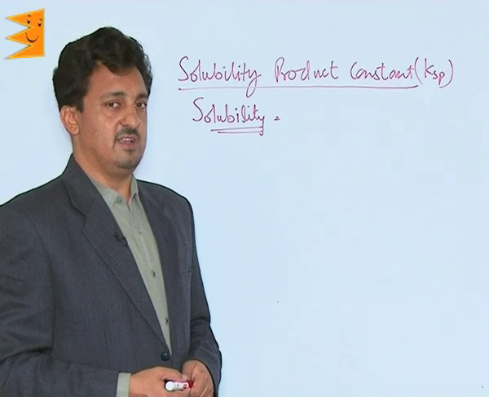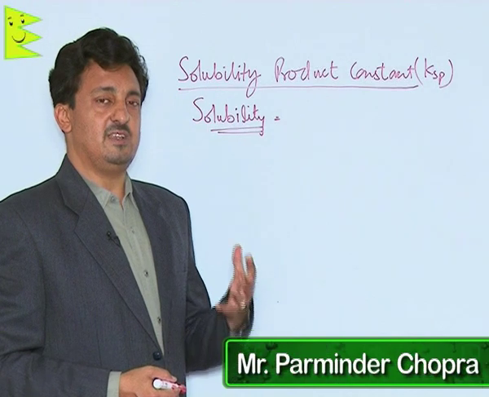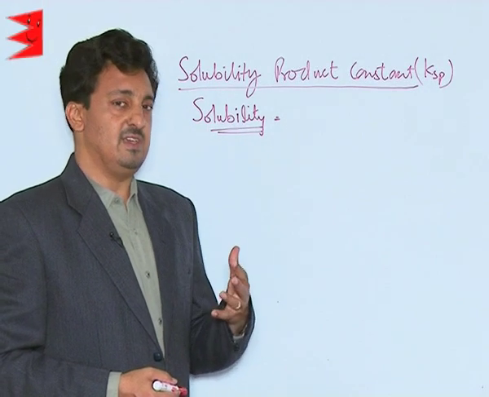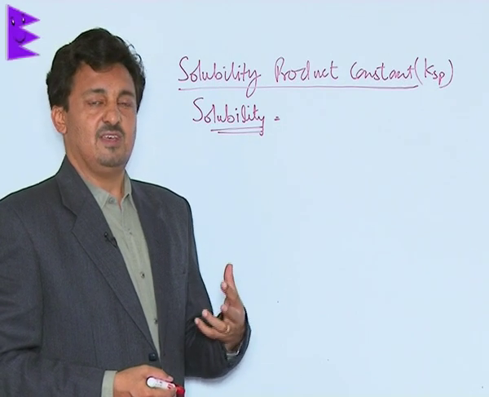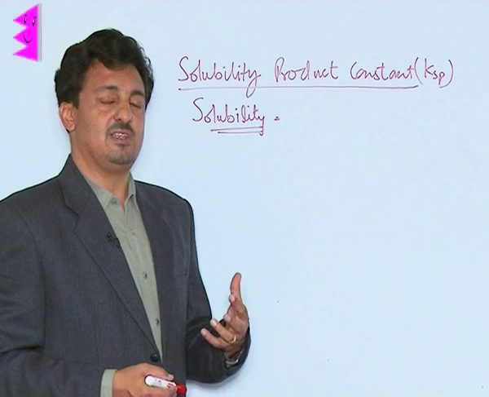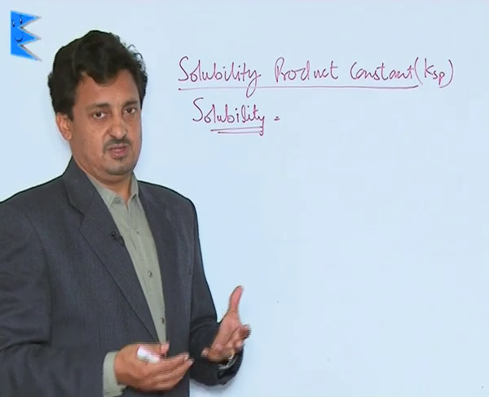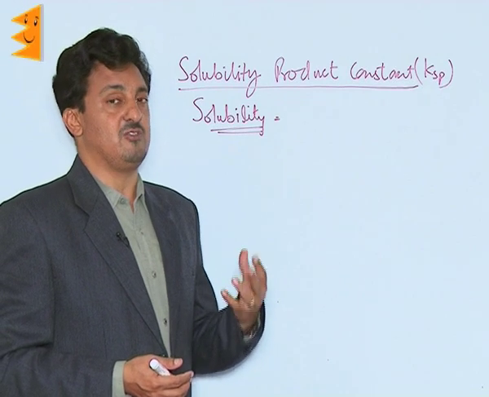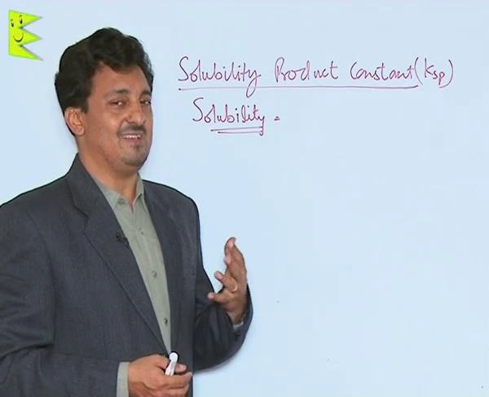Solubility product constant, KSP. The solubility product constant is a very important term which is especially used in salt analysis, as this is the term which decides whether the precipitation of a salt will take place when its two solutions are mixed or not. This term is also related to the solubilities of the salt, and therefore we must first understand what exactly solubility is.